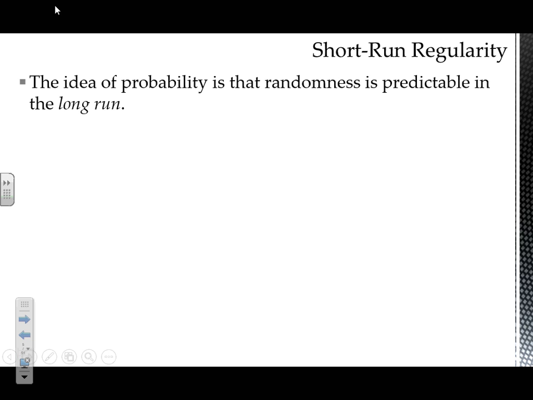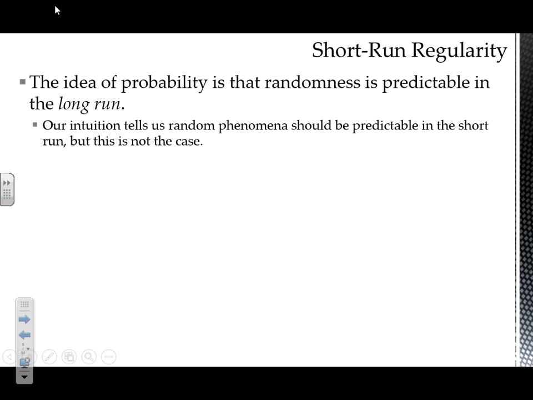Now, we use probabilities to calculate in the short run as well. So if I were to roll a die, what is the probability that I roll a 3? Yeah, 1 out of 6, or about 17%, 16.7%. Okay? So we can use it, but what we're talking about with probability is the long run.